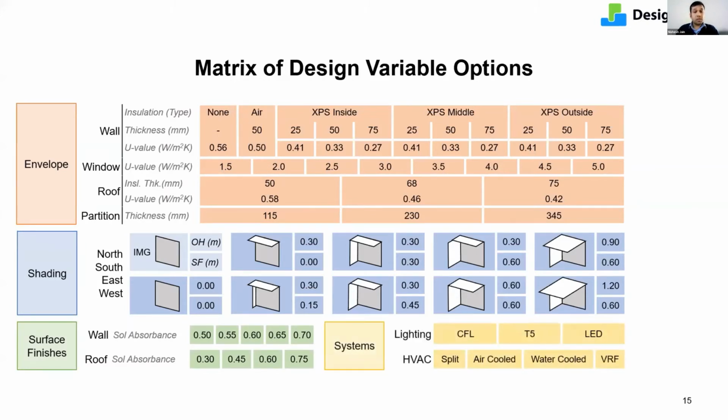And on the system side, lighting is a source of significant heat gains, and selection of HVAC system also presents a trade-off between capital cost and efficiency. So all possible combinations of the design variables selected resulted in a very big search space.